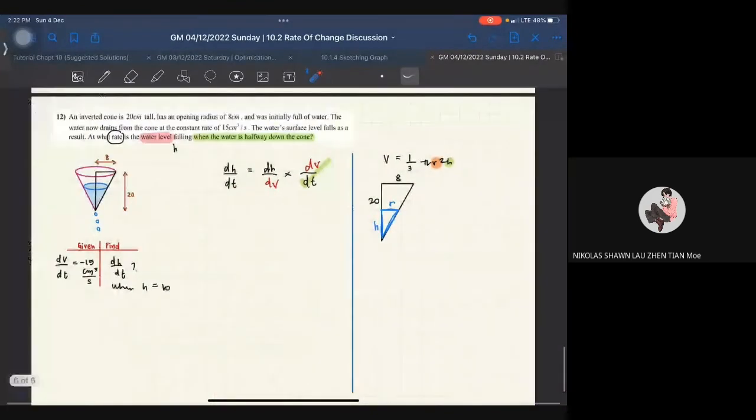Okay, and then from here kita boleh hasilkan satu equation by using ratio. So I can use ratio, so I have 8/20 equals to R over H.